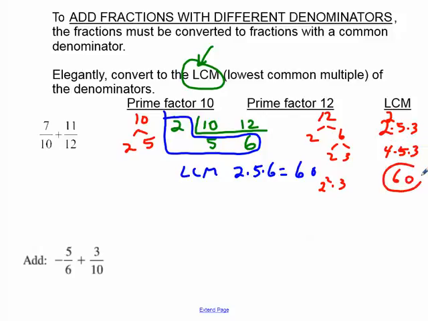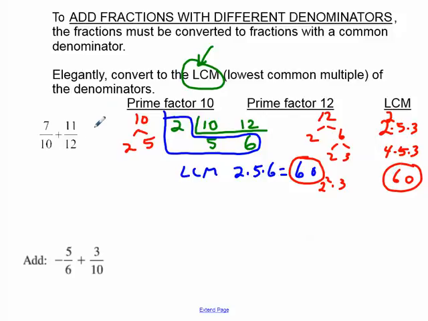The lowest common denominator, or lowest common multiple of the denominators, is 60. Either way we do it, if we use the cake method here in the green and the blue, or we use the prime factorization and list all of our factors and raise them to the highest power, either way we get to the same answer.